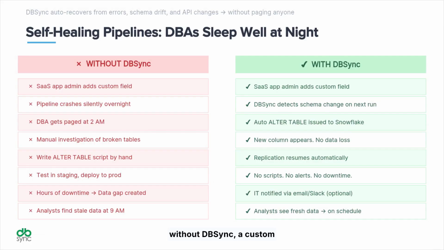Let me paint two pictures. Without DBsync, a custom field gets added on Friday. Your pipeline crashes overnight. The team finds out on Monday morning. Someone spends the day writing a patch. The data gap never fully recovers. With DBsync, the same field gets added. DBsync detects the schema change on the next run, issues the alter table automatically, and replication continues, without a single alert, a single script, or a single lost record. DBAs using DBsync say the same thing. They stopped worrying about the pipeline. That's what this platform delivers.